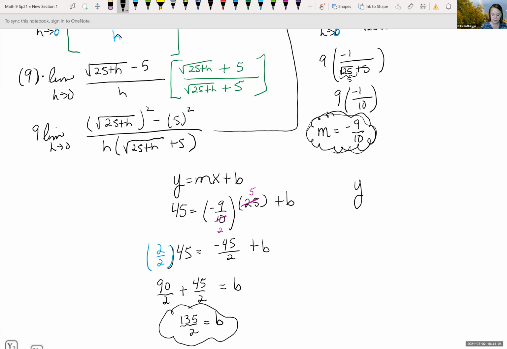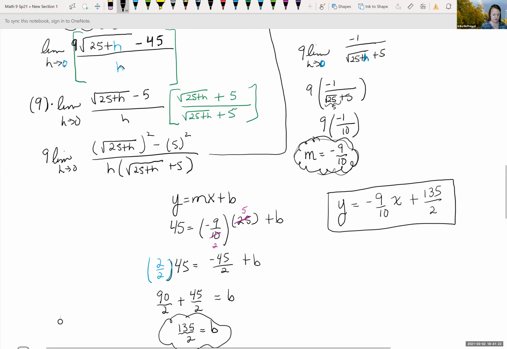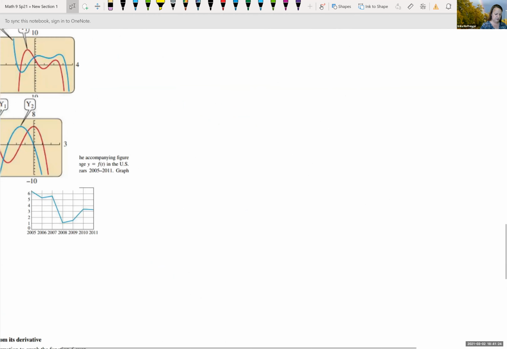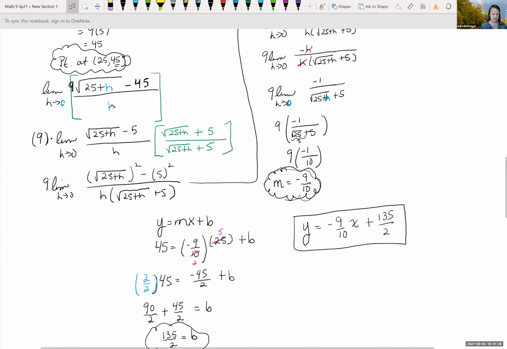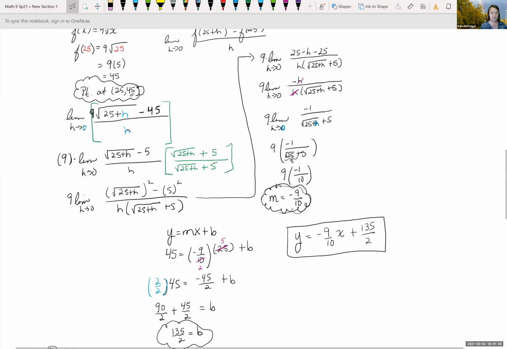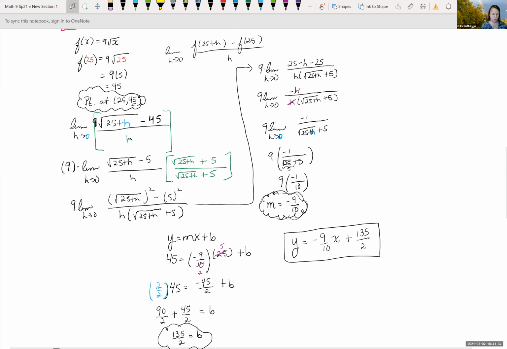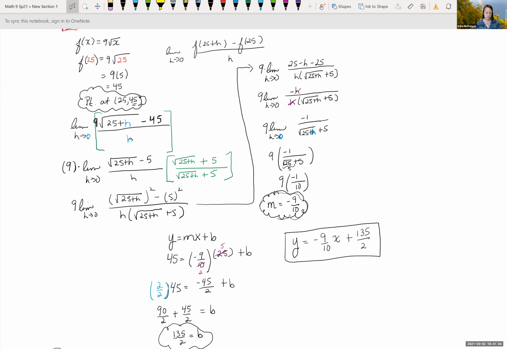So we know what b is, we know what the slope is, and so we have the equation of the tangent line. y equals 9/10 times x plus b, which was 135 all over 2. There's the equation of the tangent line of that function, 9 times the square root of x at x equals 25.